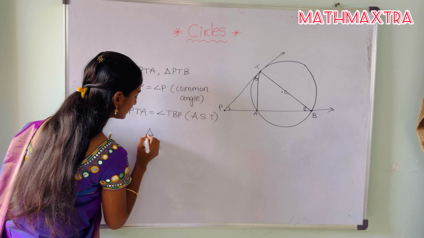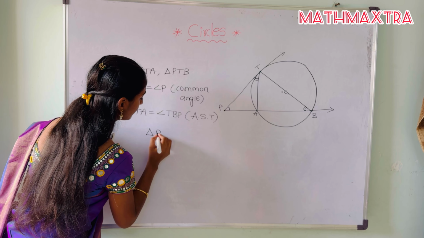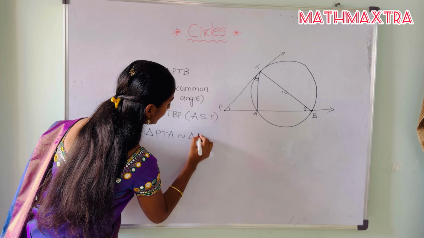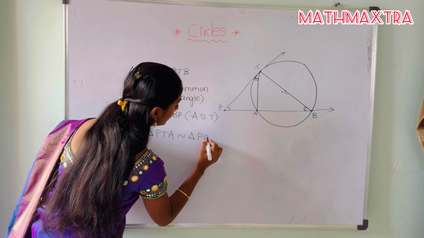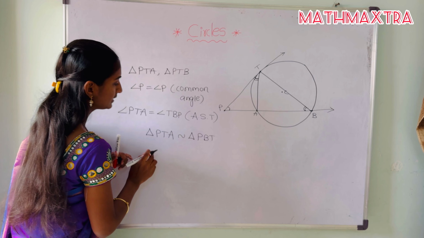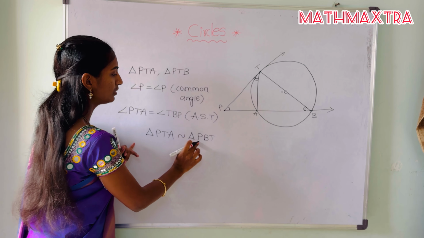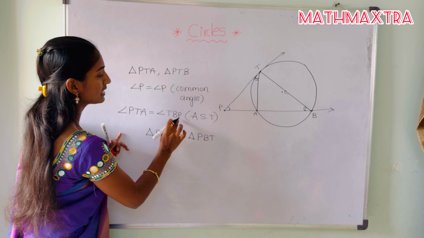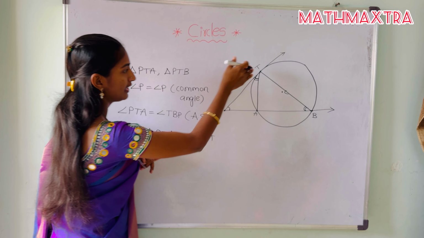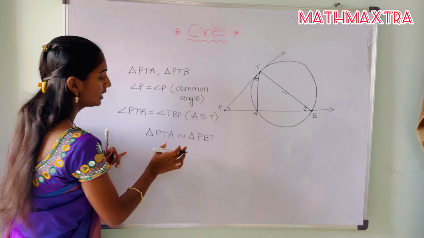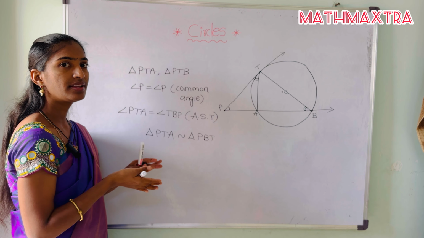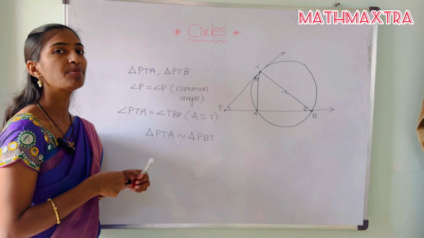Now by the angle axiom we can say that these two triangles are similar. So what triangles are similar? Triangle PTA is similar to triangle PBT. Angle P is equal to angle P, angle T is equal to angle B, and angle A is automatically equal to angle T. Now, what happens if two triangles are similar to each other? Then automatically the sides are proportional.